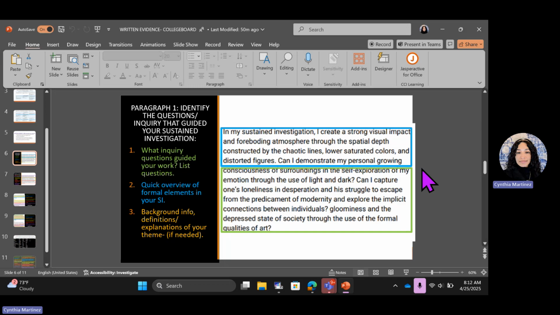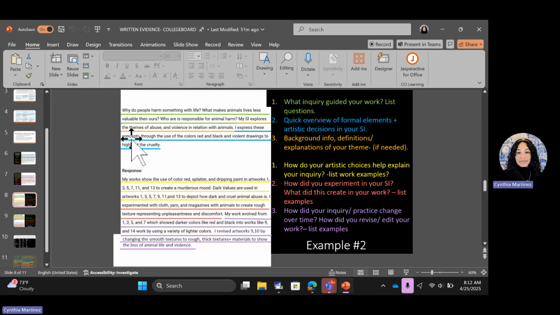What is the effect? Well, because they used the chaotic lines, the saturated colors, and the distorted figures, the effect is the creation of a strong visual impact and foreboding atmosphere. So let me give you another example. I'm going to go to this one right here.